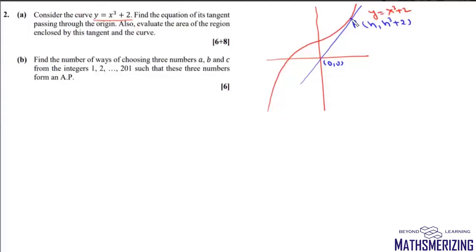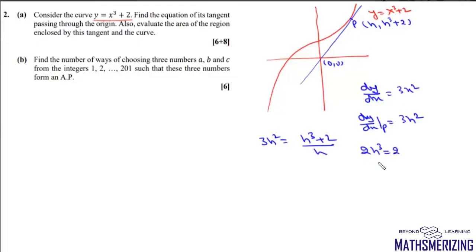Now we can find slope of tangent using derivative. So we'll differentiate this curve. We'll get dy by dx and it'll be 3x square. So dy by dx at this point P, it will be 3h square. This slope of tangent is also equal to slope of this line, which we can find using y2 minus y1 upon x2 minus x1. So it'll be h cube plus 2 upon h. So from here we'll get 2h cube equals 2, that is value of h is 1. So this point P will be 1 comma 3.